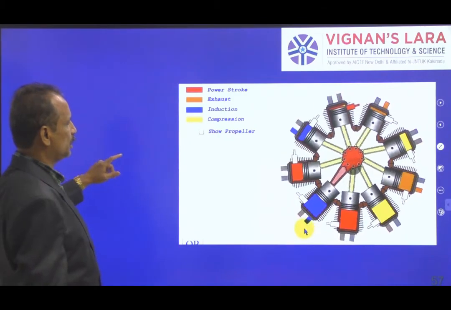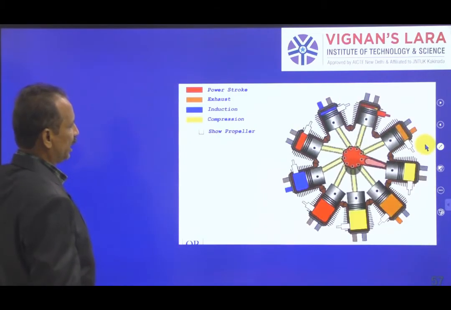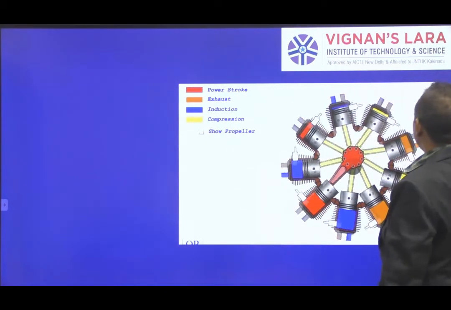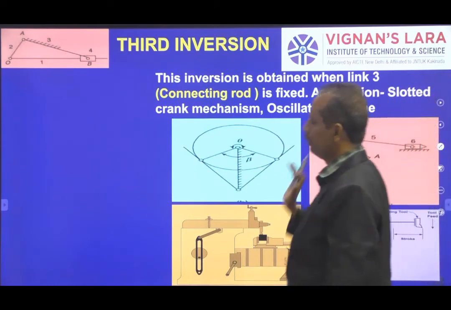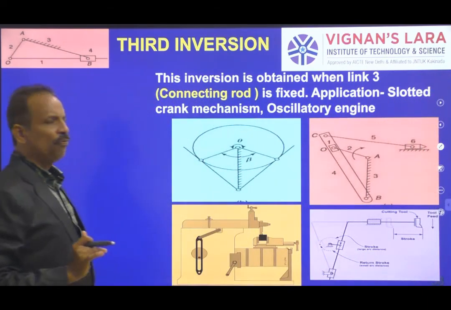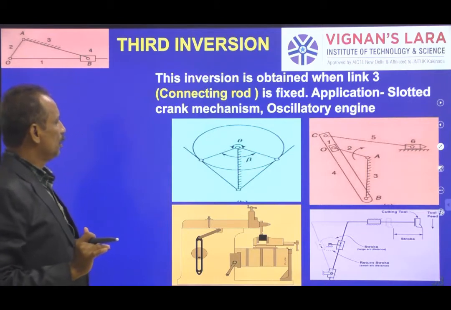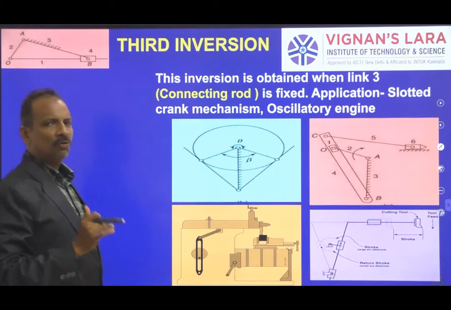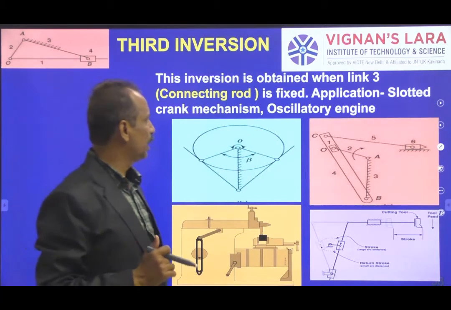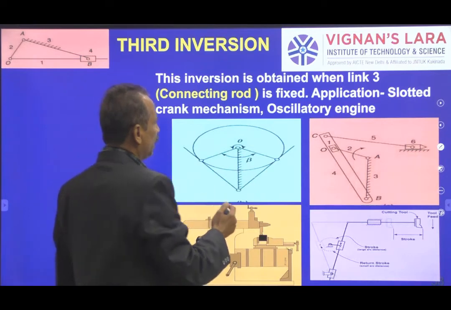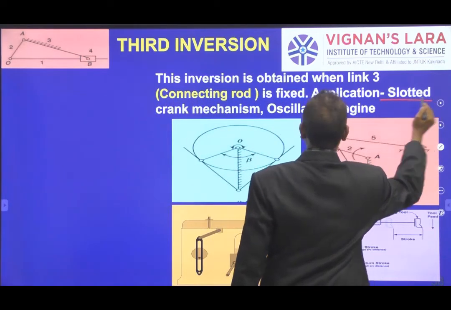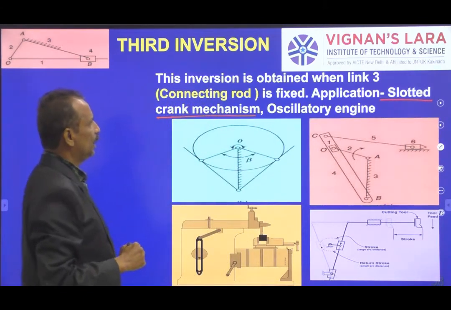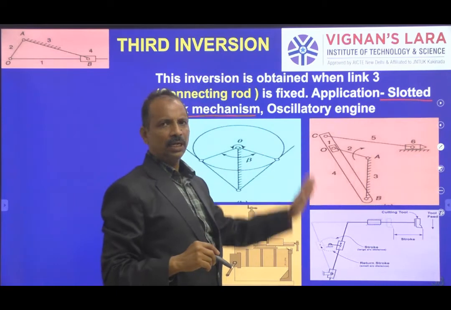I hope I can stop this animation. It will go on for some more time. It is enough for us to understand. Okay. Now let me go for the third inversion. Okay, this is the inversion. Once again, similar to your previous quick return motion mechanism. But here, this is slotted lever mechanism, slotted crank mechanism. And another application is an oscillatory engine.